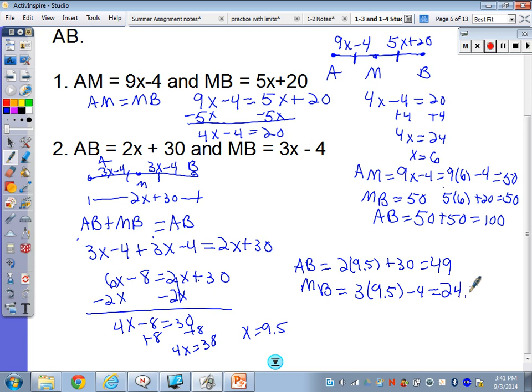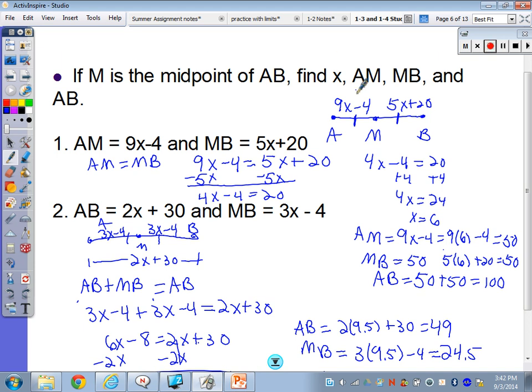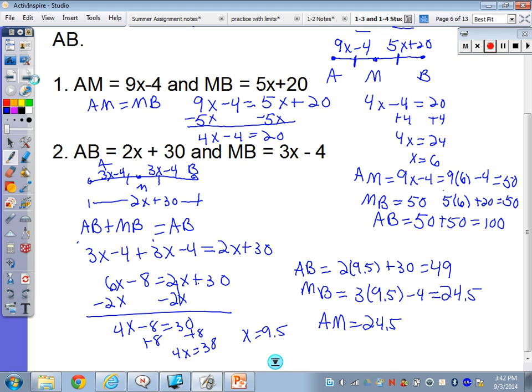Actually, 24.5. Okay, so what actually should happen, because I just said that wrong. Remember, AB is the whole thing, and MB is half of it. So MB should be half of AB, which is true. If you do 49 divided by 2, you get 24.5. So we did that correctly. And then we still need AM, which is also 24.5. And then we're just going to check and make sure we answered all of them. So we found AM, we found MB, and we found AB.